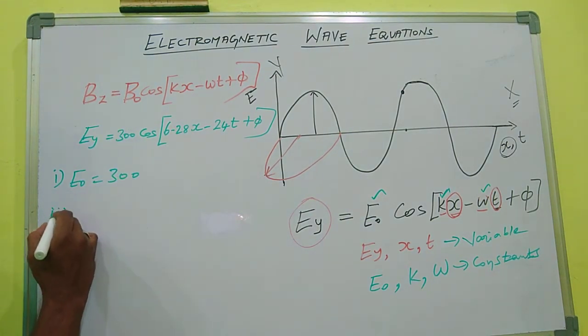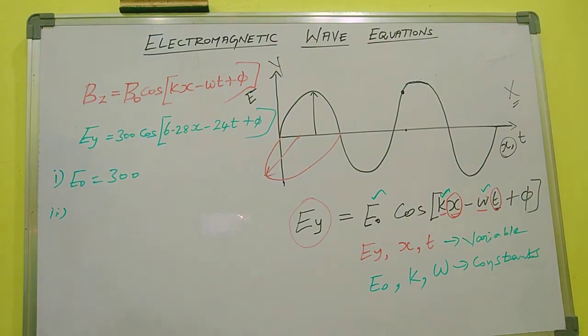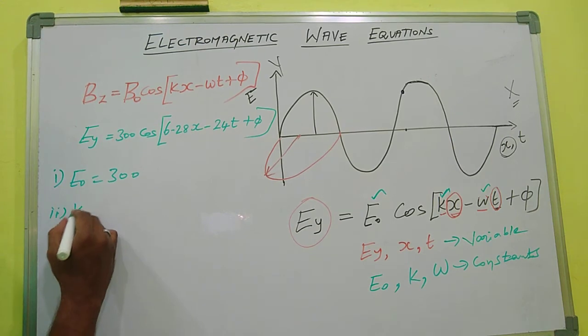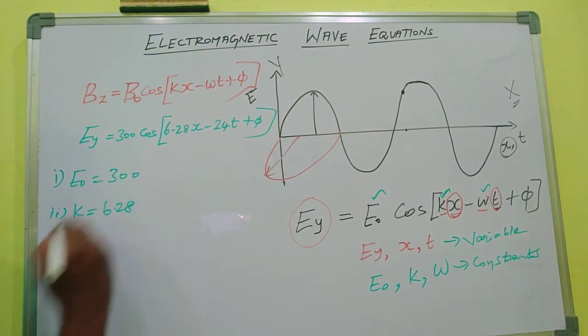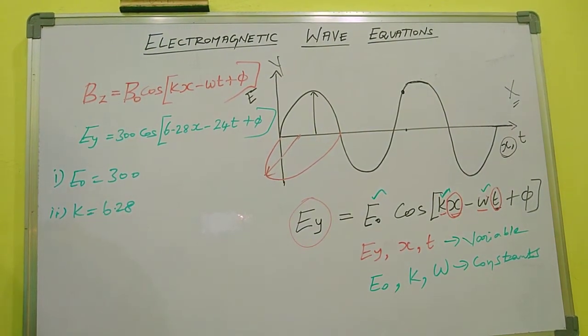So we can find out E naught. Second one, K. K is given as 6.28. From this K, we can find out lambda.